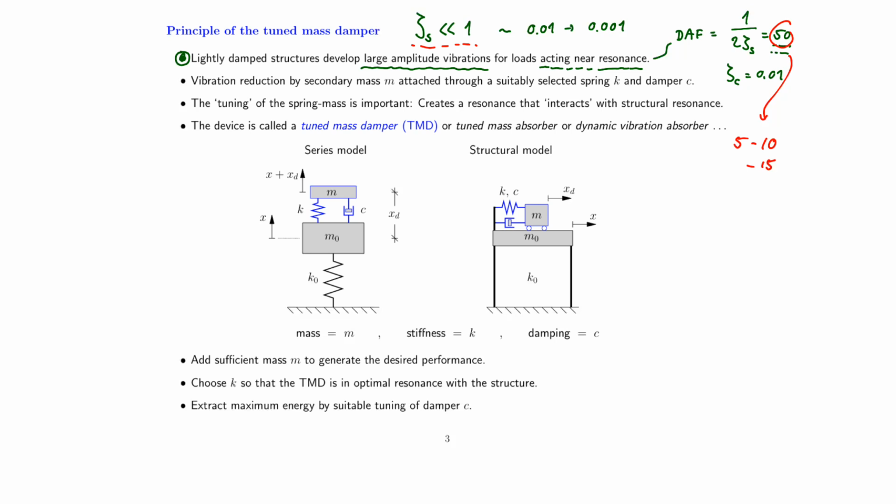The TMD works by an additional mass, here referred to as M. So of course the structure is as we know it, and let's assume that the structural mass is M0 and it is suspended by a spring with stiffness K0. Then we attach the so-called tuned mass damper, and it contains the oscillatory or vibratory mass or secondary mass M, and it's attached to the structure by a spring with stiffness K and a viscous dashpot with viscous coefficient C.